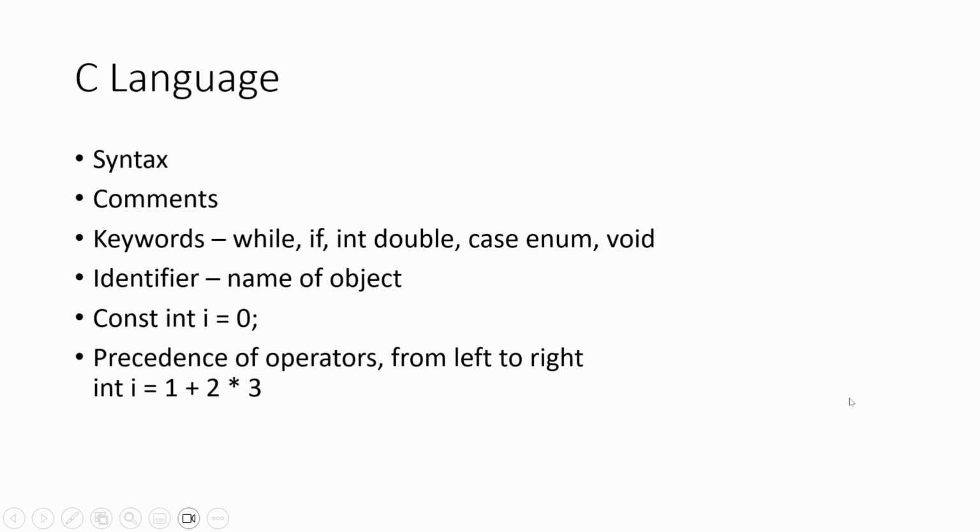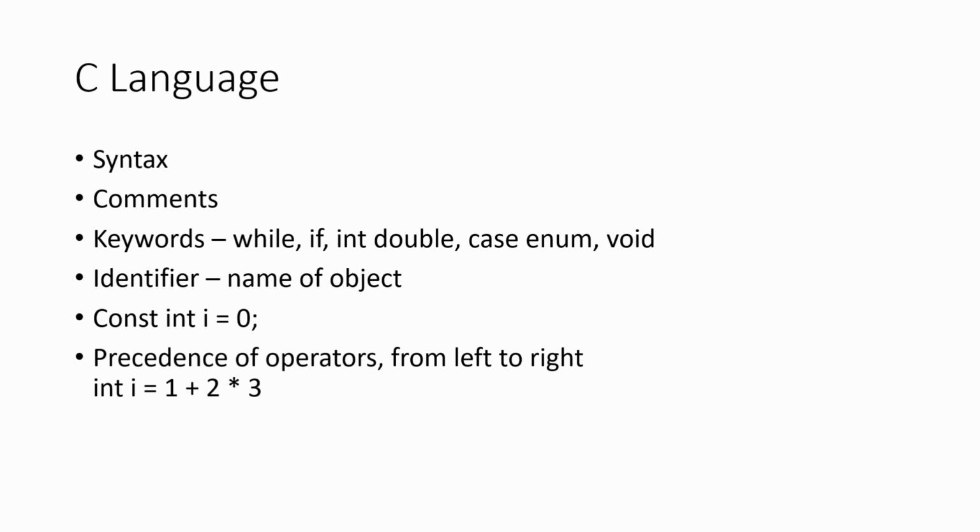Keywords are essential special words in the C language that have a special meaning. The while loop, the if, int, double. So basically all the looping, case, switch, enum, void, int, double, float, character, all of these are keywords. That's how you know the type. Basically, whatever you write to denote a type in C is a keyword.